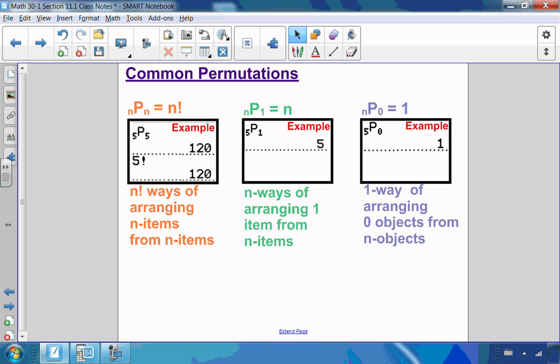If I have nP1, well, that's just going to be n. That's n ways of arranging one item from n. So if you have n objects and you're taking one at a time, there's n ways of doing that. So for example, 5P1, the answer is just 5. Okay, nP0, that's equal to 1. There's only one way of arranging no objects from n objects, which is just the one way of not doing it. So you can see 5P0 equals 1, just like nP0 also equal to 1. Okay, so that's just to save you from having to put it in your calculator. You can know what the answer is.